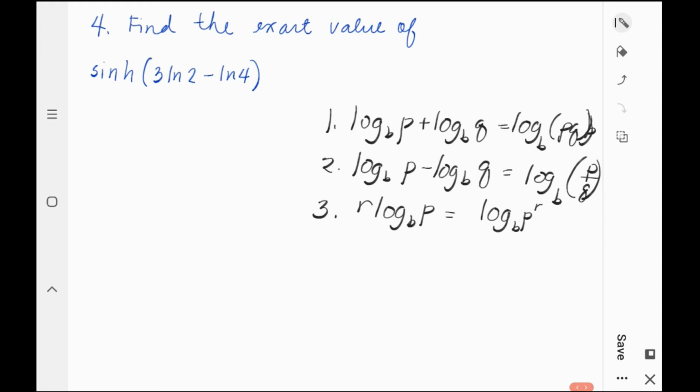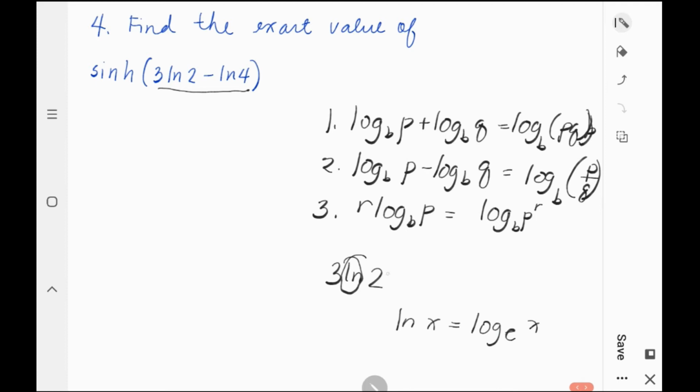Now, for our example, we have 3 ln 2 minus ln 4. So how do we simplify that? For the first term, we have 3 ln 2. Note that ln is a natural logarithm. So if we have ln x, this is just equal to the logarithm base e of x. So the base in the natural logarithm is e.